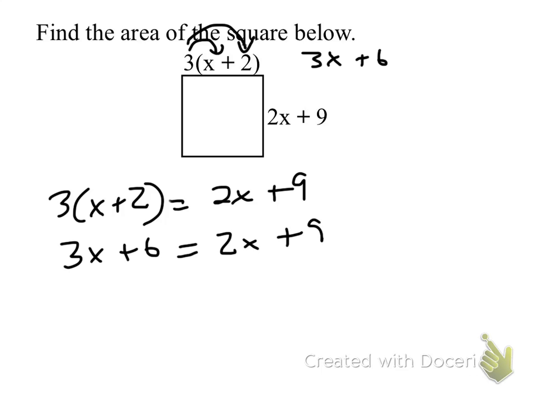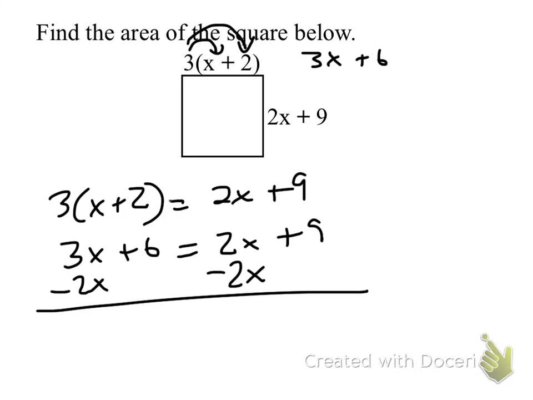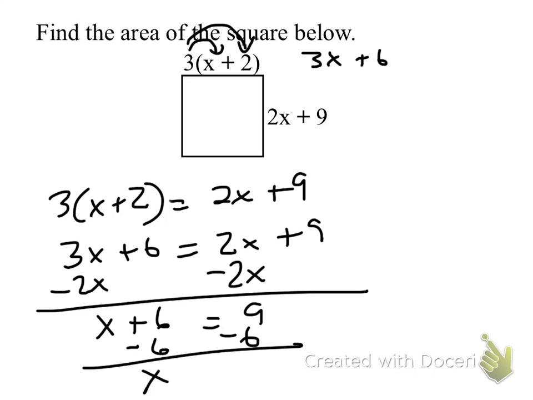So then you would subtract 2x from each side, and then you'd get 1x plus 6 equals positive 9. And then you would subtract 6 from both sides, and you would get x equals 3. Okay, and so if x equals 3, then what's the measure of this side?